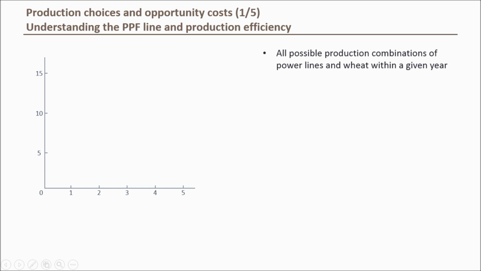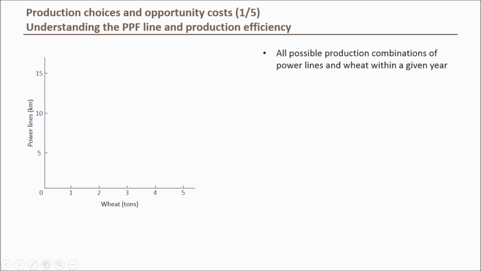To begin our analysis of our simple two-good economy, we need to choose two different goods or services. In this chapter, I'll be using power lines, measured in kilometers per year, and wheat, measured in tons per year. We then have our PPF for our simple economy, with the amount of power lines produced on the y-axis and the amount of wheat produced on the x-axis. Remember, this is a production possibilities graph, so we're measuring how much of each good is or can be produced.